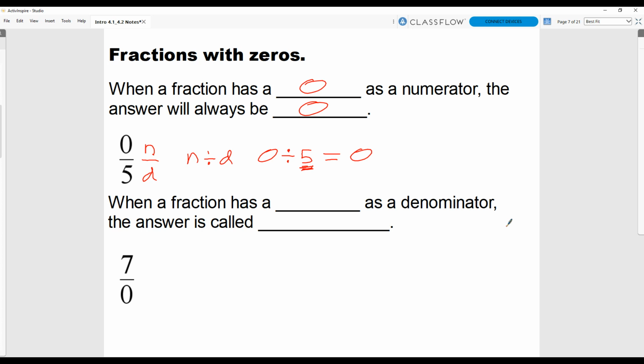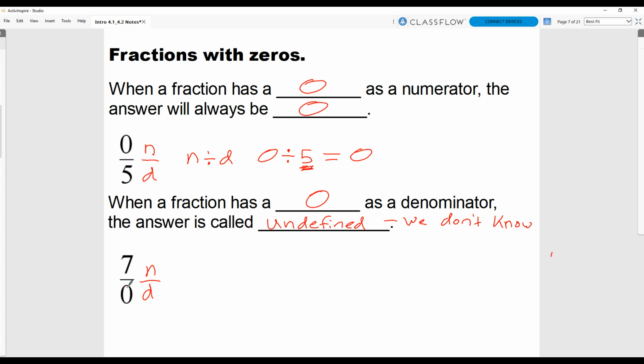Okay, so let's take a look at what happens if our 0 actually switches and now it is the denominator. Okay, so now it's down here on the bottom. So when a fraction has a 0 as a denominator, we don't actually get an answer for this. So this type of situation, the answer we would get is called undefined. Okay, is the official math term for it. Undefined. Basically, it just means we don't know. Okay, we don't know what the answer is. So in math, we're going to call that undefined.